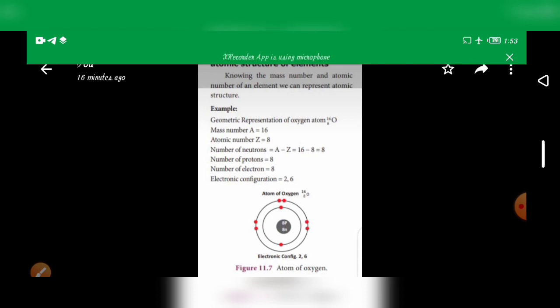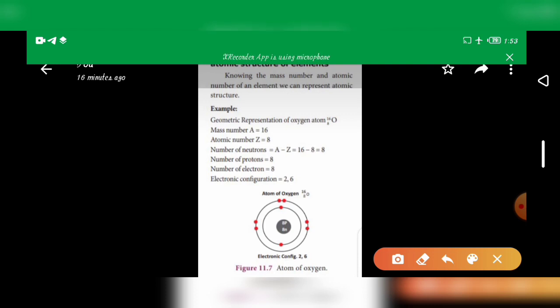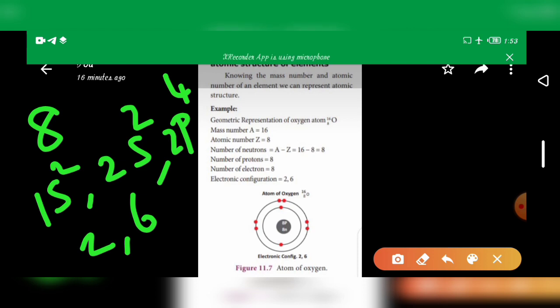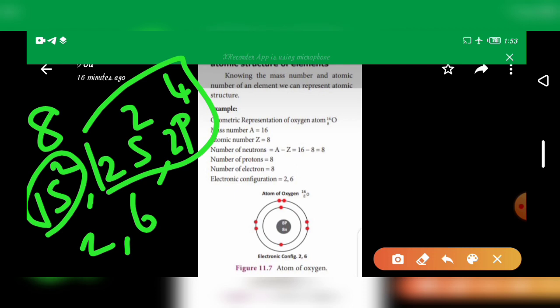Electronic configuration, how will you write it? Take the atomic number, which is 8. You have to write it as 1s2, 2s2, 2p4. So 2, 6 you can write like this, because these are separate cells. This is the K cell and this is the L cell. So we have to write 2, 6. So the electronic configuration is 2, 6.